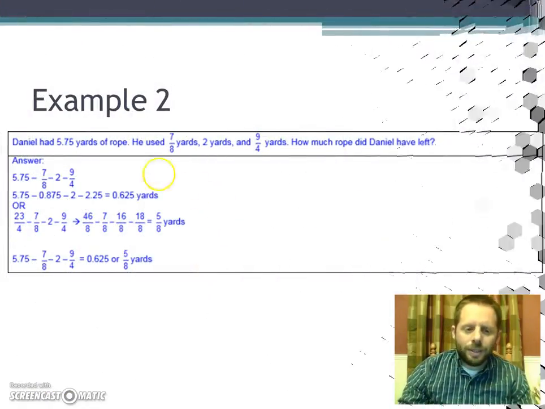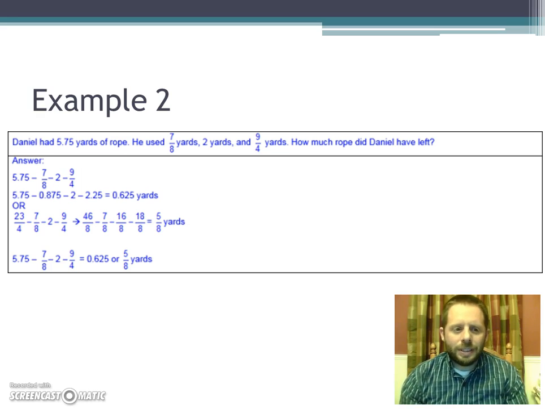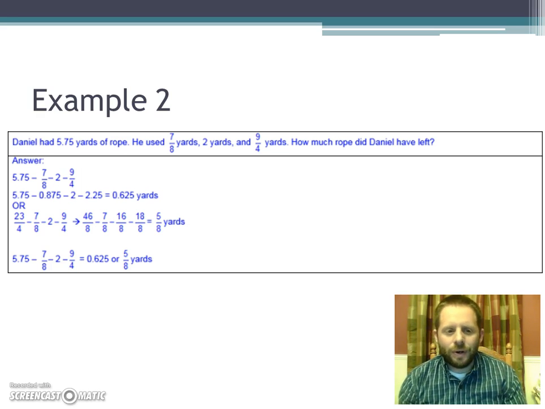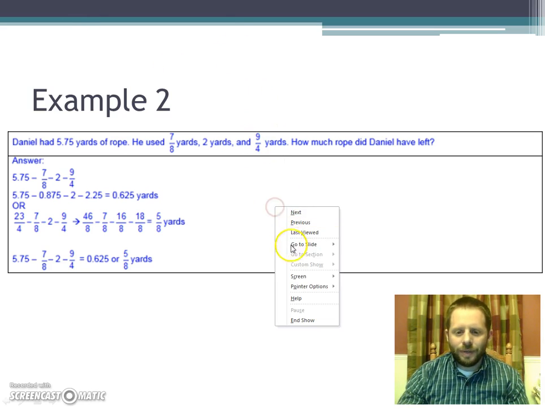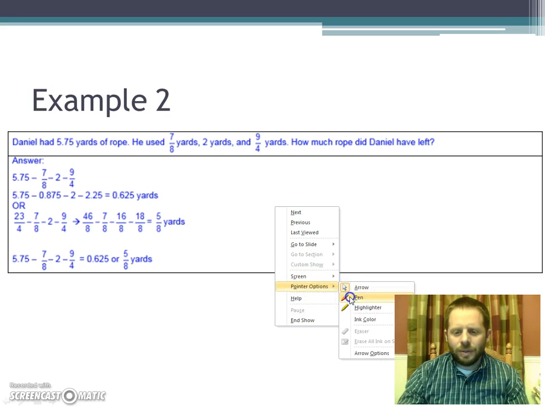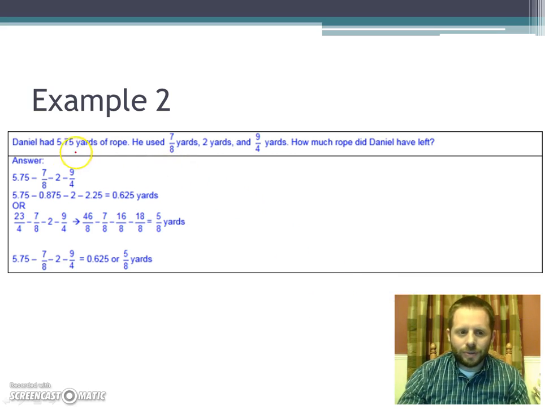Okay, so let's look at another example. So in this one it says Daniel had 5.75 yards of rope. He used 7/8 yards, 2 yards, and 9/4 yards. How much rope did Daniel have left? So again, we want to start by looking for our clues. So we know that Daniel started out with 5.75 yards of rope. And then he used these 3 amounts.